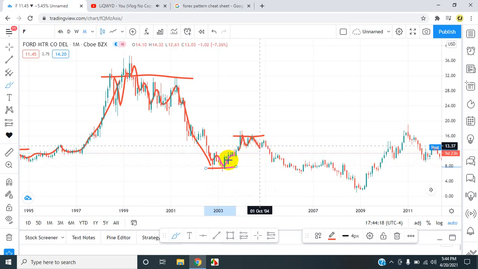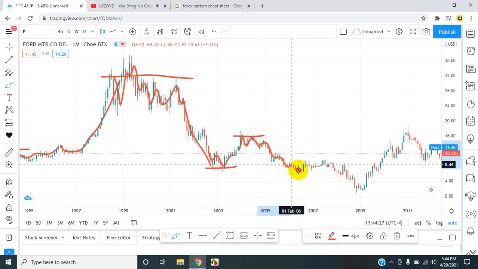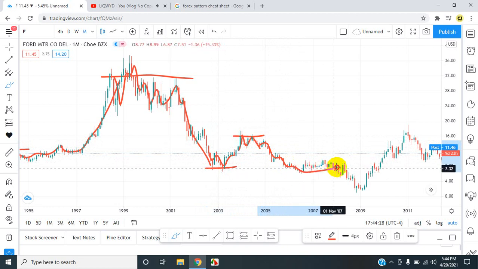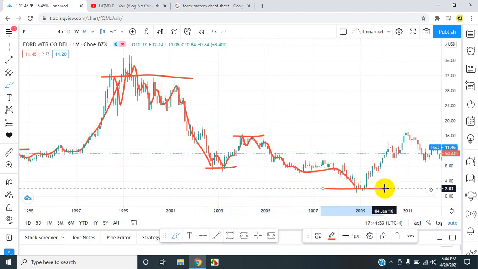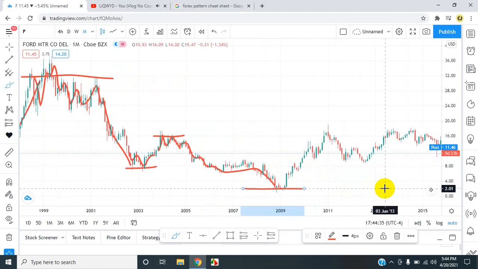Okay. We see the double bottom with the retest that pushed the market up. Now we see the double top with the retest that pushed the market down. One, two, about three levels. Consolidated sideways. Another drop down to the bottom, maybe about another fourth level.